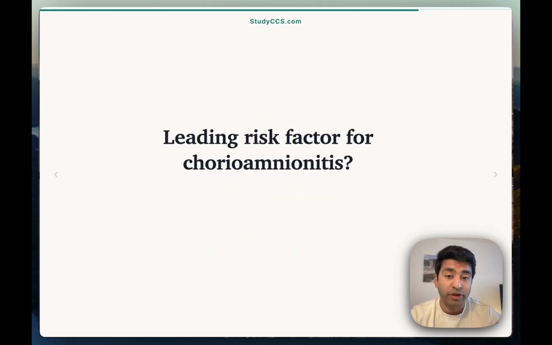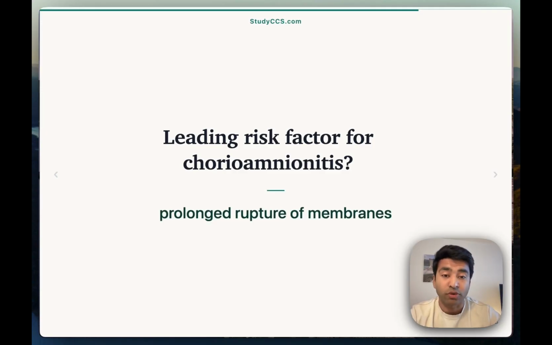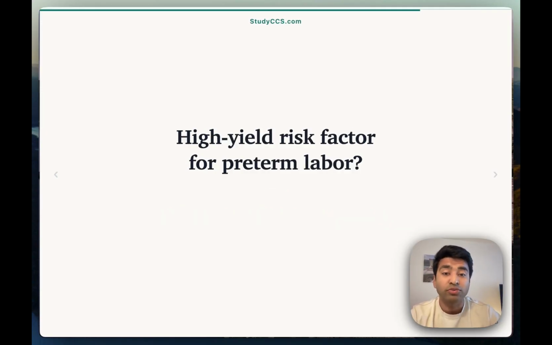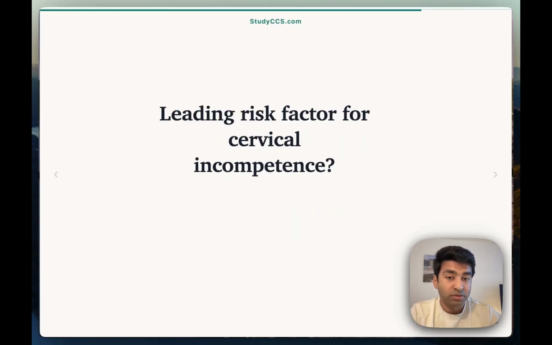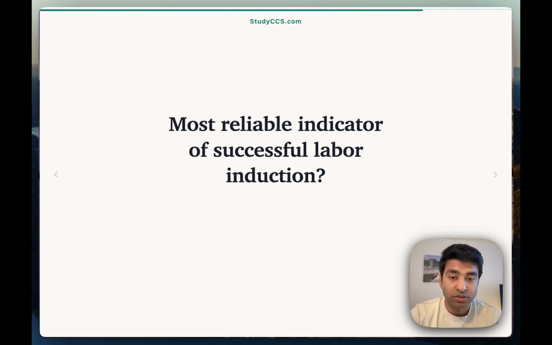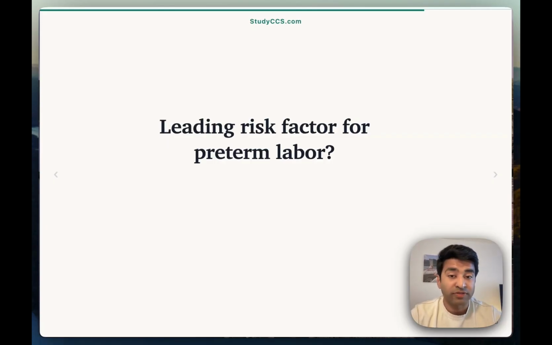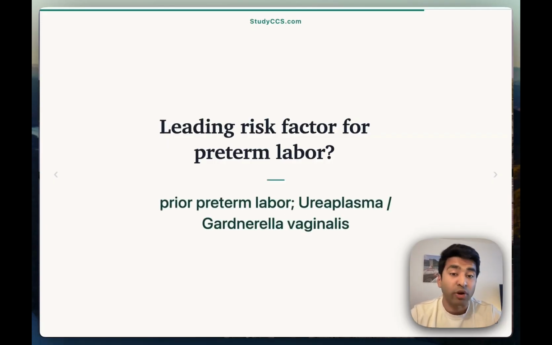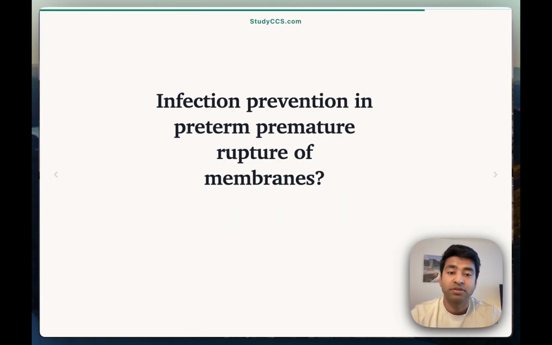Leading risk factor for chorioamnionitis is prolonged rupture of membranes. High yield risk factor for preterm labor is BV. Leading risk factor for cervical incompetence is a conization procedure or a loop excision. Most reliable indicator of successful labor induction is the Bishop score. Leading risk factor for preterm labor is prior preterm labor, and then you also have Gardnerella vaginitis.